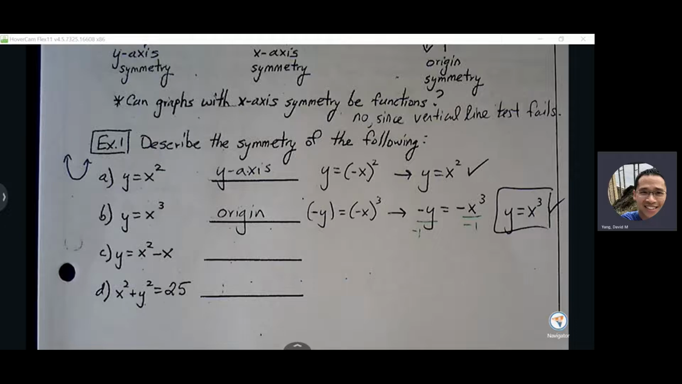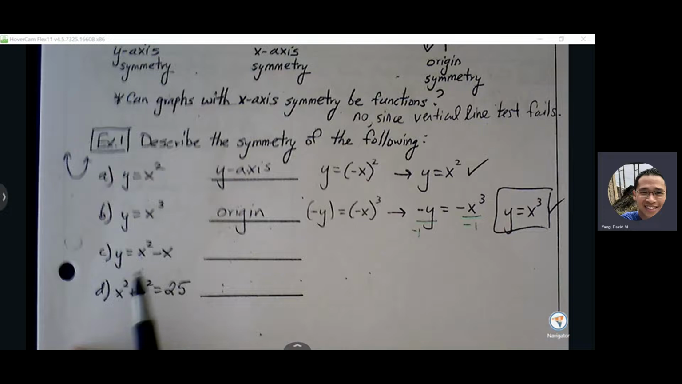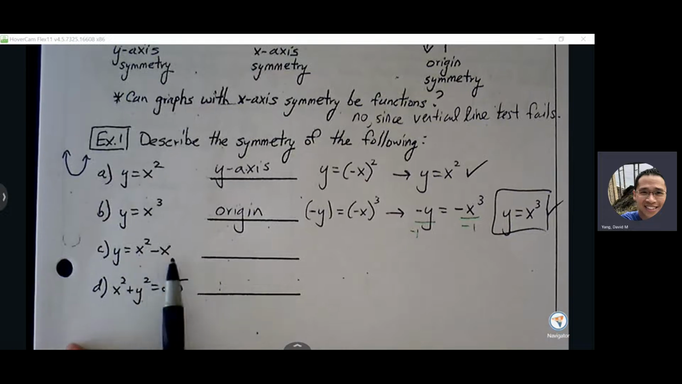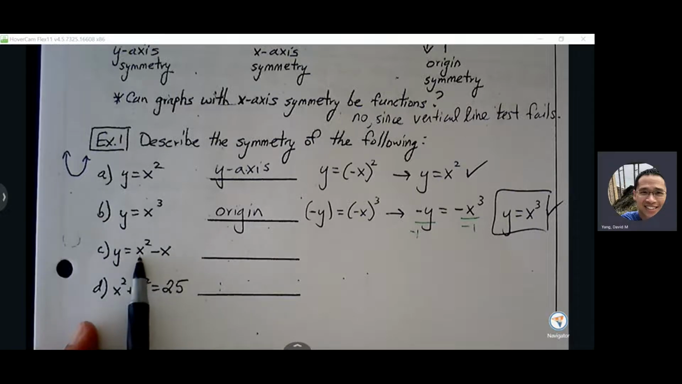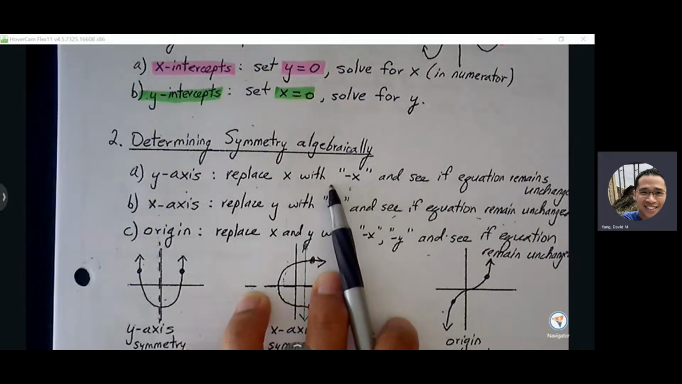Okay, y equals x squared minus x. Let's see here. If I replace every x with negative x, am I able to get back to my starting point? No, right? This x squared will go back to a positive, but this x will turn into a negative, and there's nothing I can do to make it match the condition for y-axis symmetry.